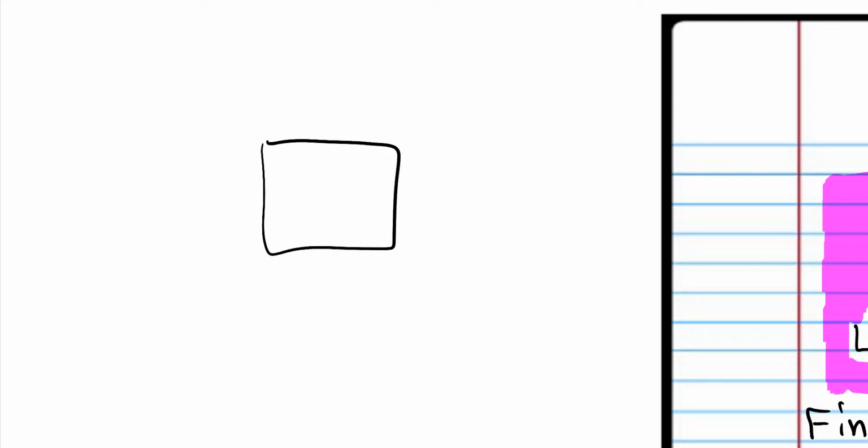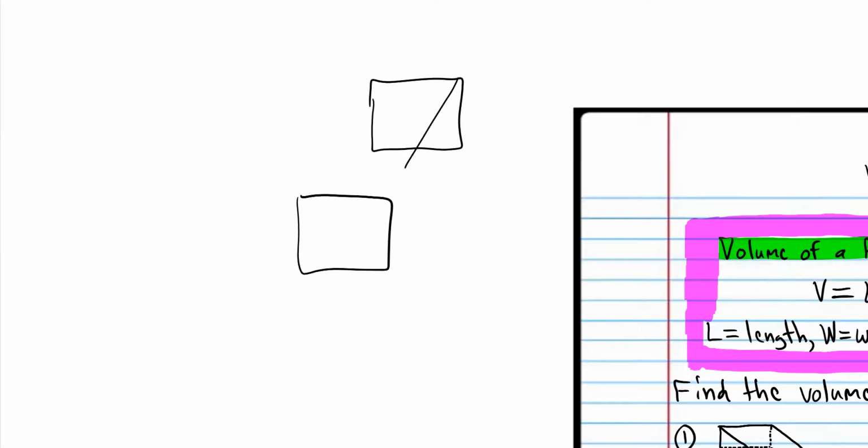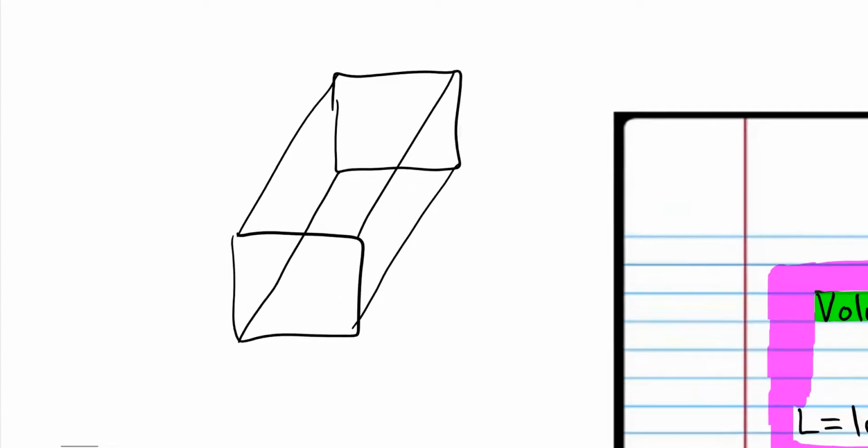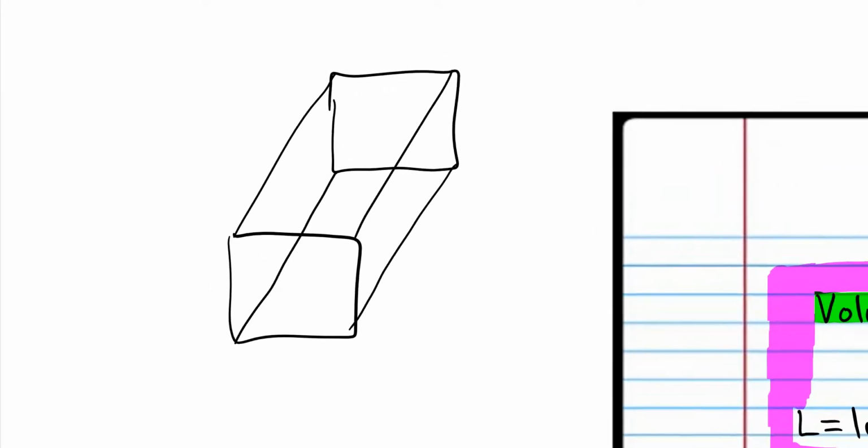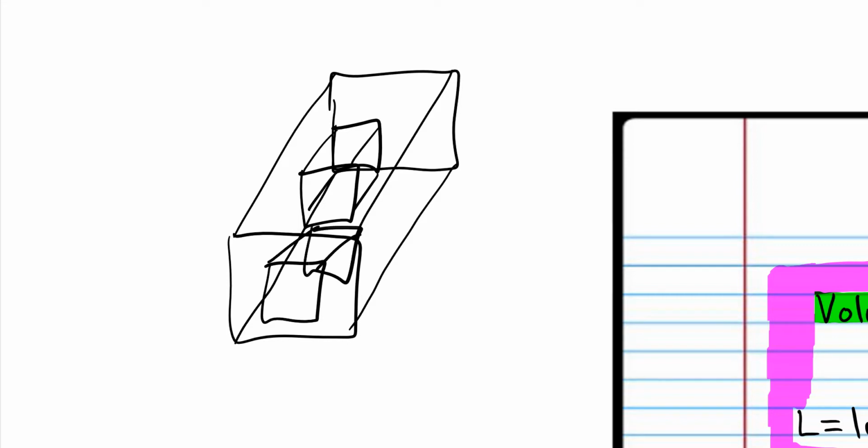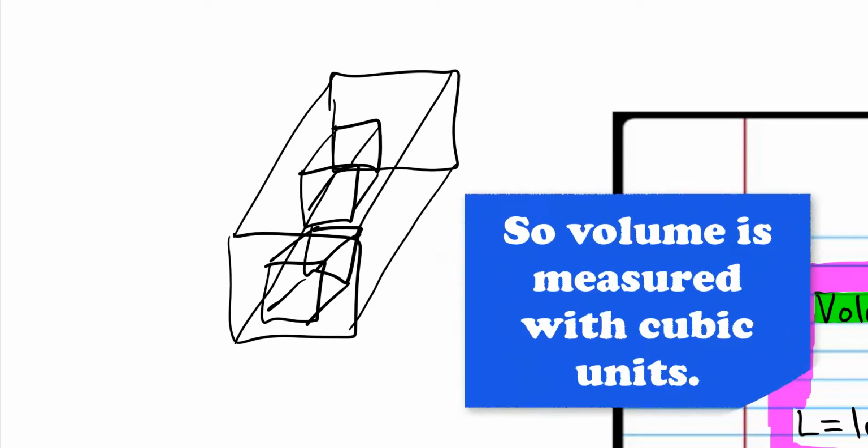Now, if you have three-dimensional space, let's say that you have a rectangular prism. It looks something like that, and you want to figure out how big this three-dimensional space is, then what you do is you put cubes inside. And you try to measure how many cubes you can fit inside, and that's measuring three-dimensional space.